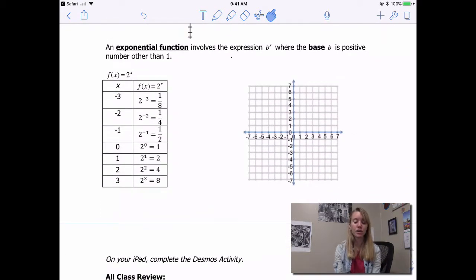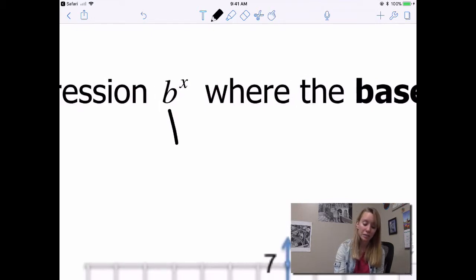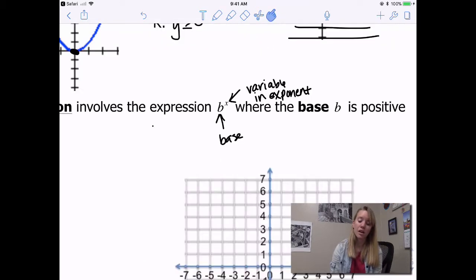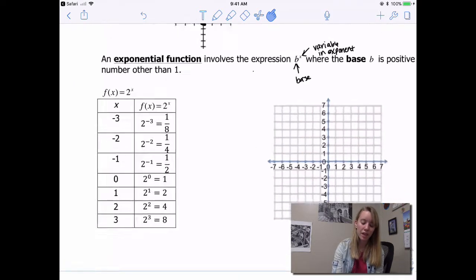So an exponential function involves the expression b to the x, where the base b is a positive number other than 1. So I'm looking at this b being called the base because it is the bottom of our exponential. Here, our exponential means that our variable is in the exponent. So let's actually take a look and see what happens when we graph this.